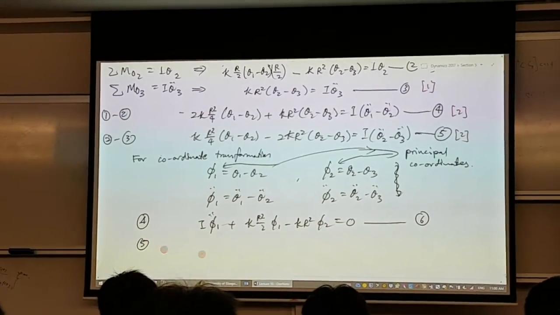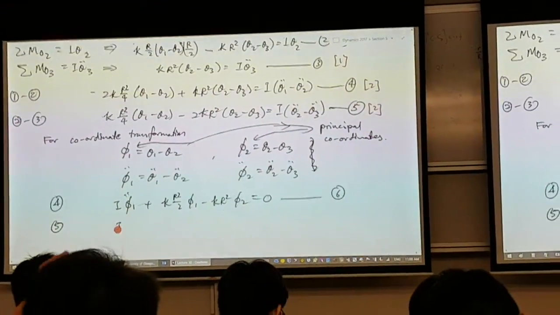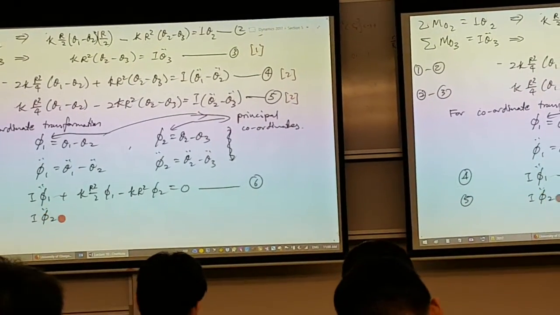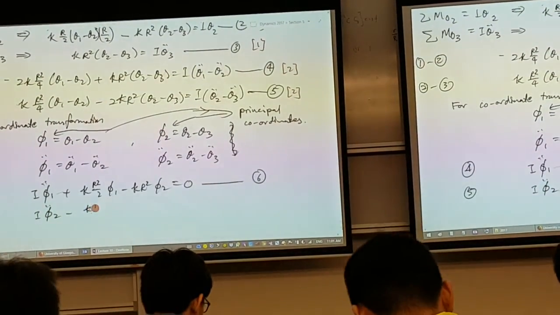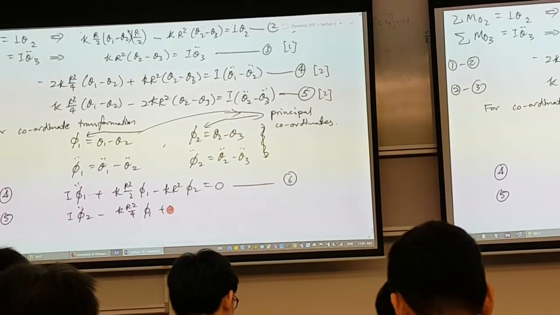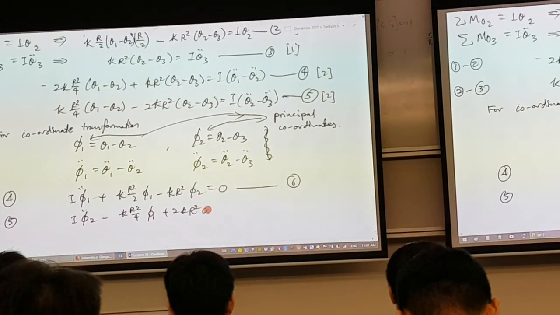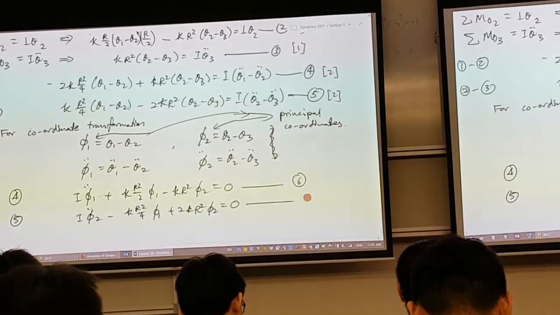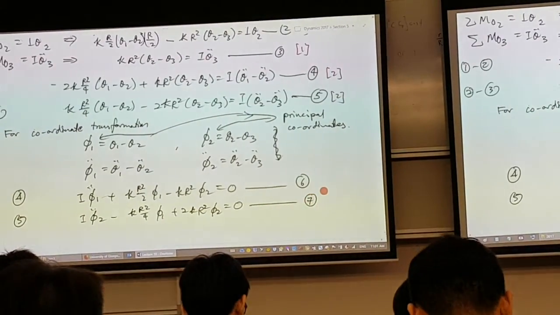So for your equation 5, it becomes I phi double dot 2 minus k r squared over 4 phi 1 plus 2 k r squared phi 2 equal to 0. I call this equation 7.